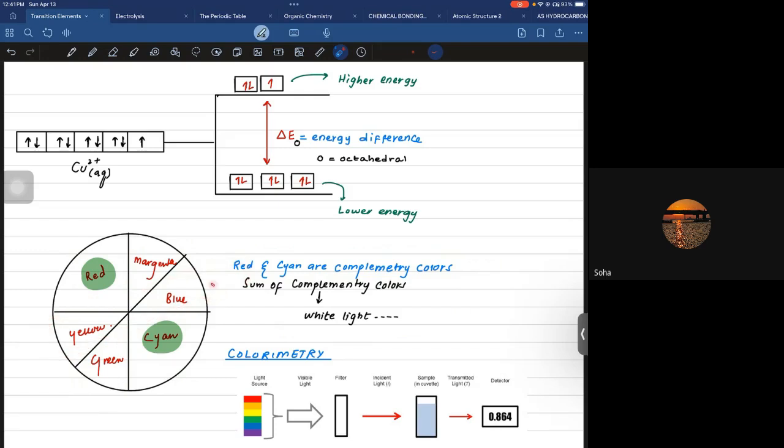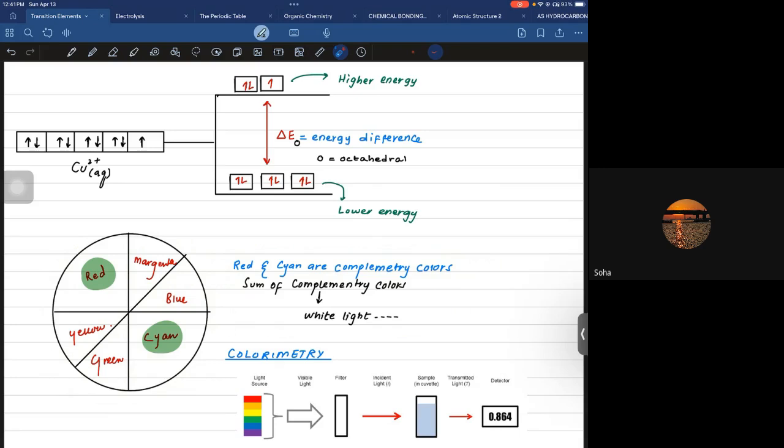So when the complex is absorbing blue color, it would be emitting yellow color. We would see the yellow color. If someone is absorbing cyan color, it would be giving you red color. So you can see the red color complex. So this is very important to know which color it has absorbed.